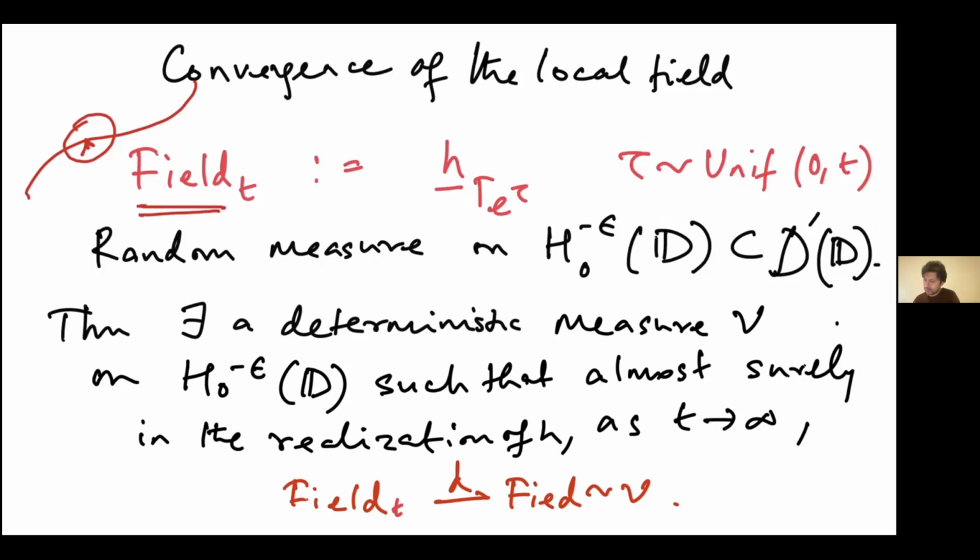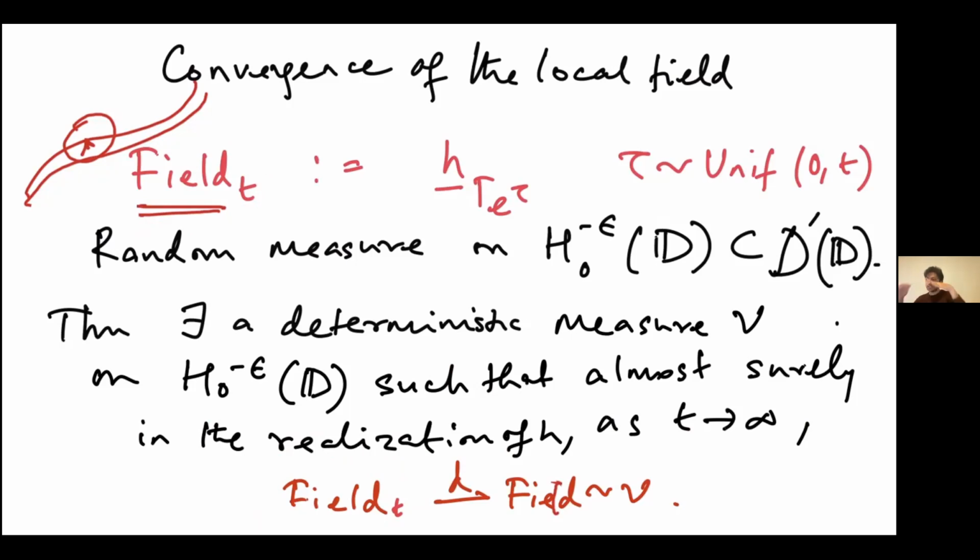And so the main theorem is that these things actually have a limit. There is a deterministic measure nu, again living in the same space, such that almost surely, when you fix a realization of the Gaussian free field H, as t grows to infinity, as you look at a bigger and bigger segment along the geodesic, the random object that you get, this field t, converges in distribution to an object which has this law nu. Okay, so is the statement clear?